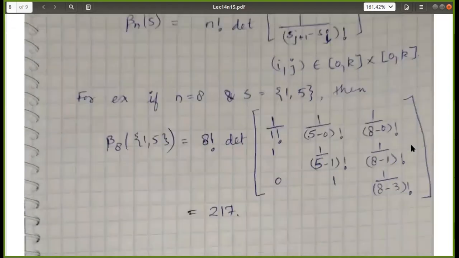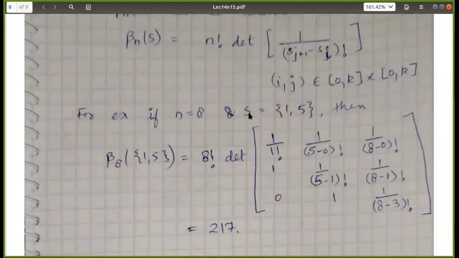So for example, if you take n to be 8 and the set s to be 1, 5, then beta 8 of s is going to be n factorial, which is 8 factorial, times the determinant of this matrix. If you write this down, I should have written i plus 1. Here j plus 1 is actually i, sj minus si, and sj is i plus 1. So it's a typo, maybe you should fix it.